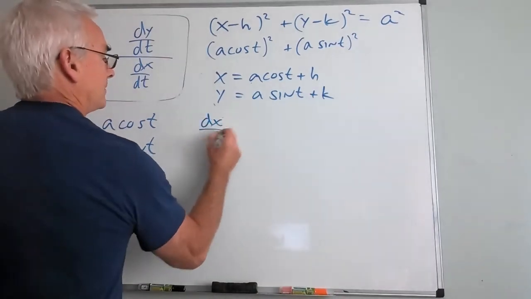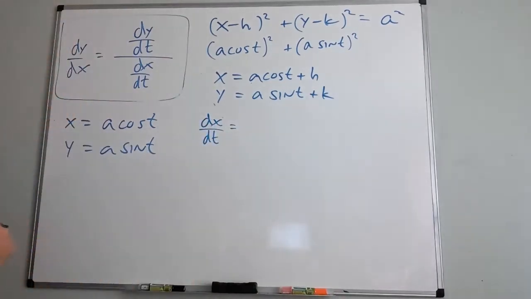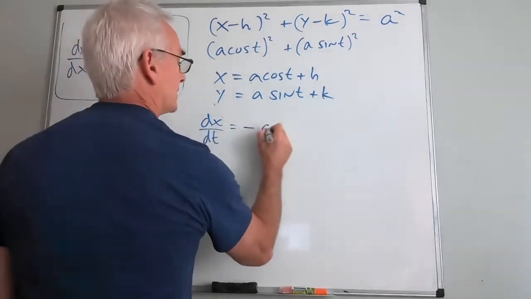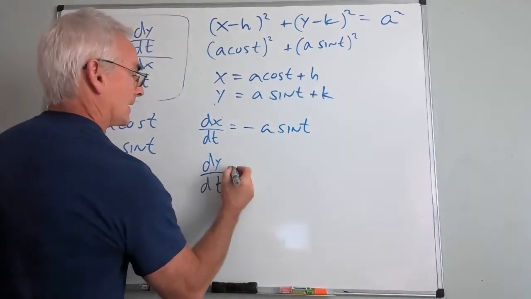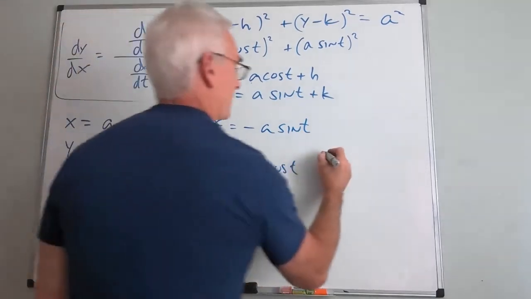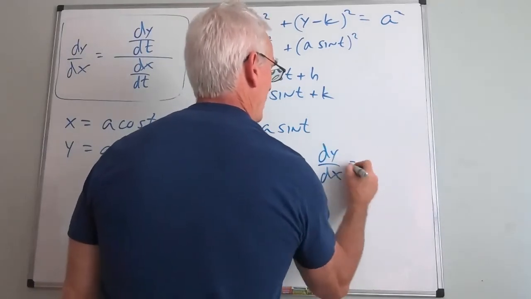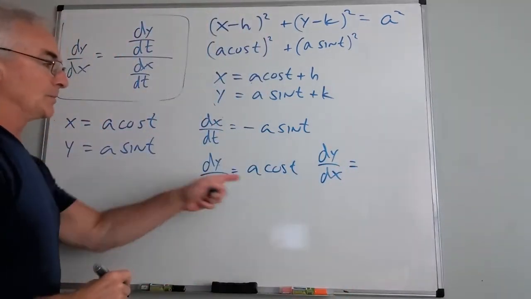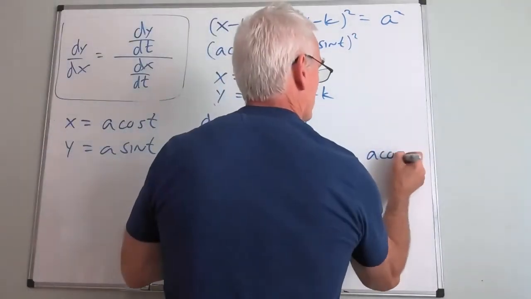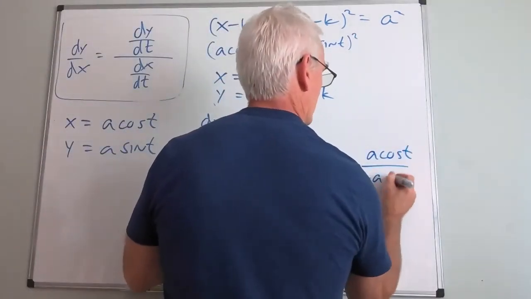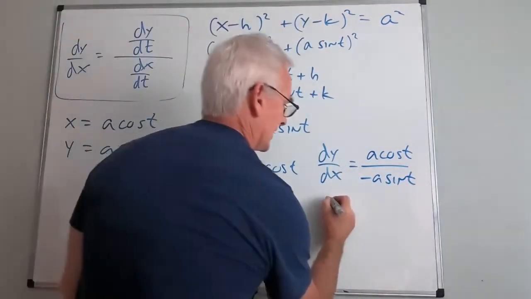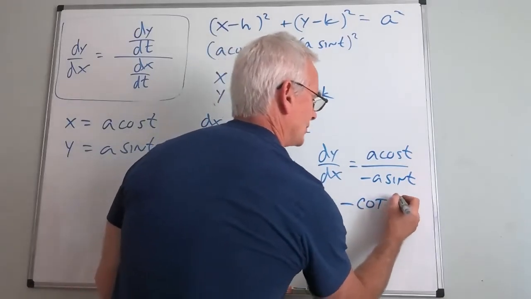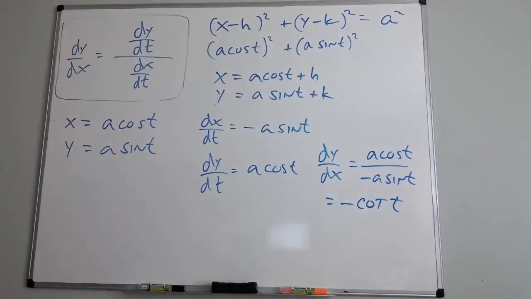So dx dt, what's dx dt? That would be negative a sine t. Dy dt, a cos t. So finally, dy dx would be the quotient of these two answers. So it would be this over this. Now that's interesting. The a's are going to cancel, and I'm going to get negative cotangent t. Now that's kind of interesting, negative cotan t.